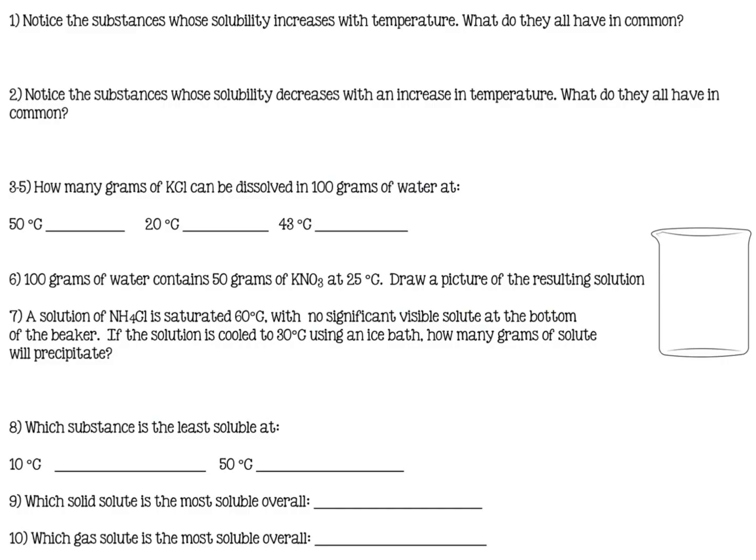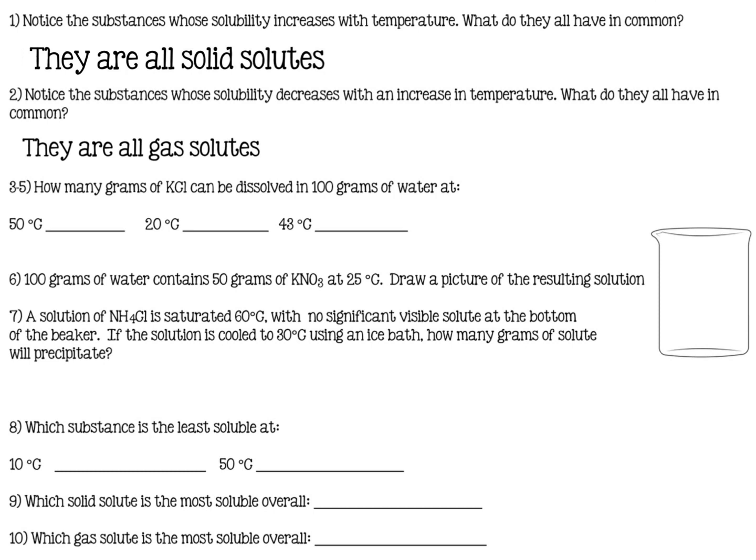First, notice the substances whose solubility increases with temperature. What do they all have in common? Well, they're all solid solutes. Now, notice the substances whose solubility decreases with an increase in temperature. What do they all have in common? Well, these are all gas solutes. So, while solid solutes increase their solubility with an increase in temperature, gaseous solutes will do the opposite. Their solubility decreases as the temperature increases.